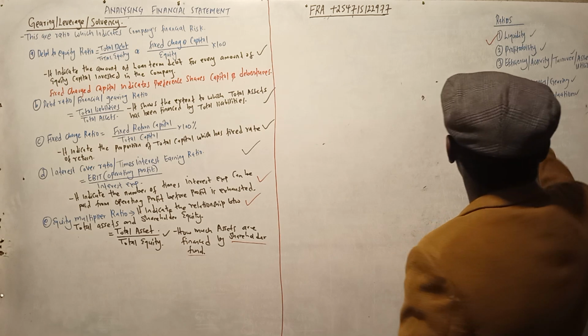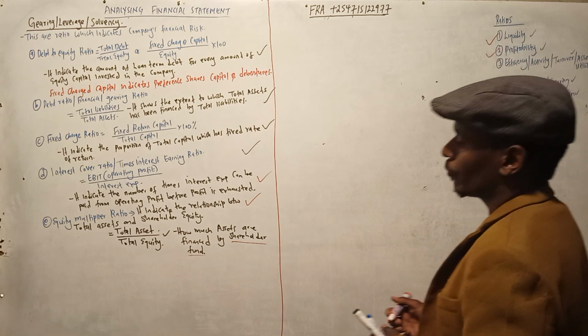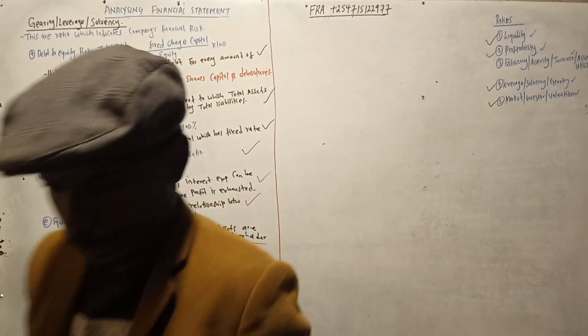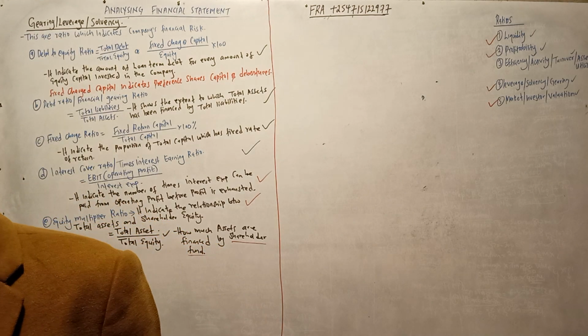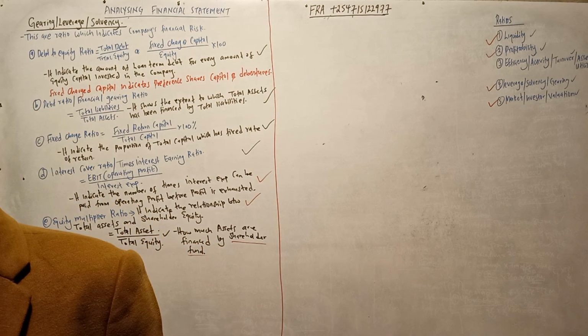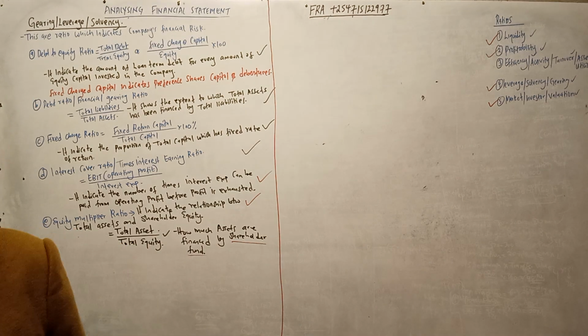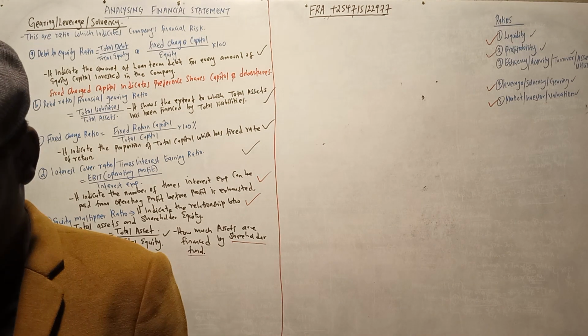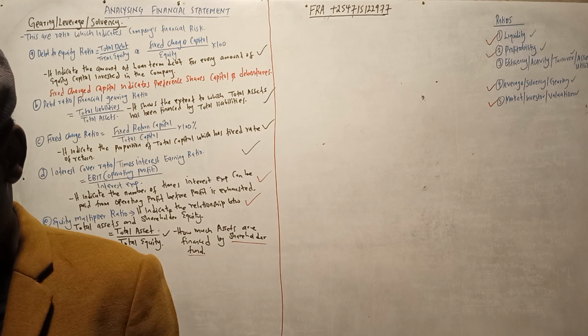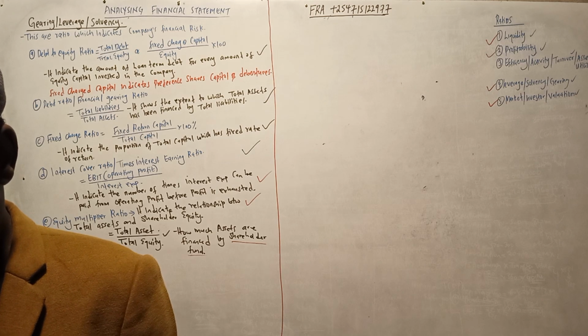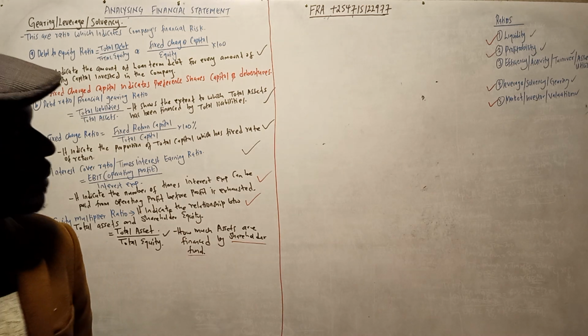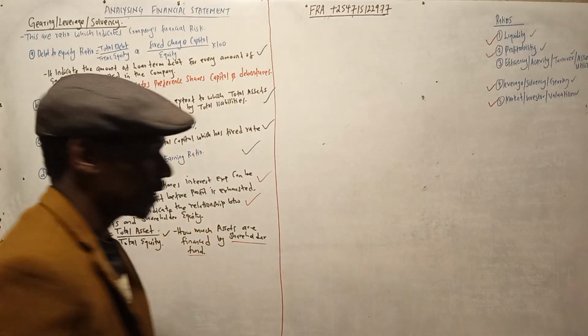We can go to the next one. We can proceed to profitability ratio. Then the next one, the activity ratio, will be the last one. So let's go to profitability ratios. Profitability ratio will be our next item.